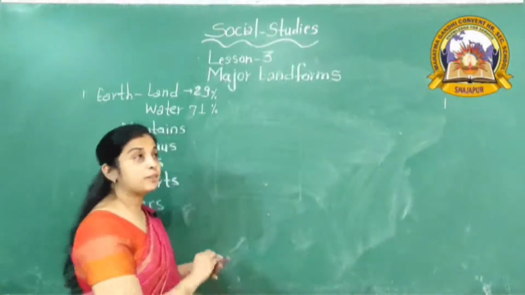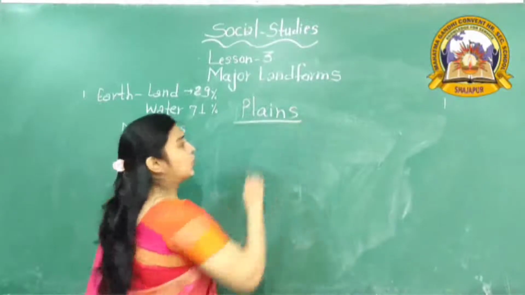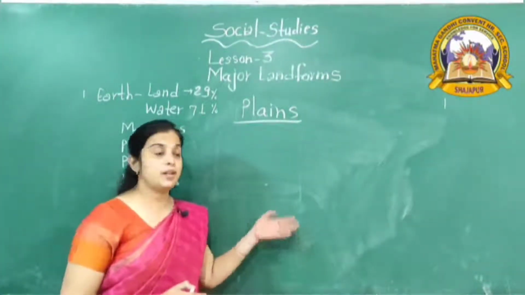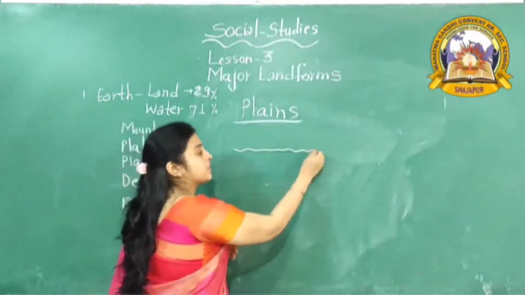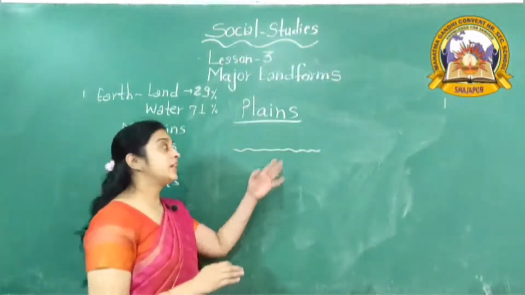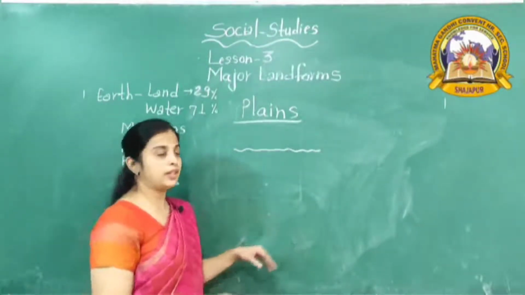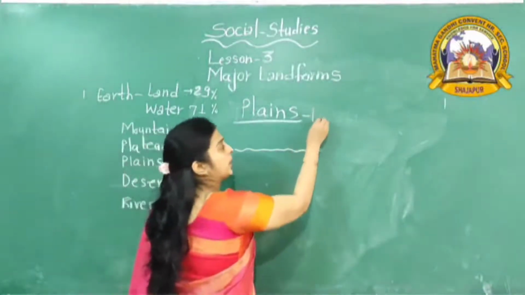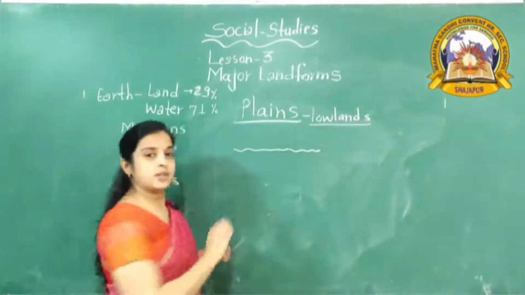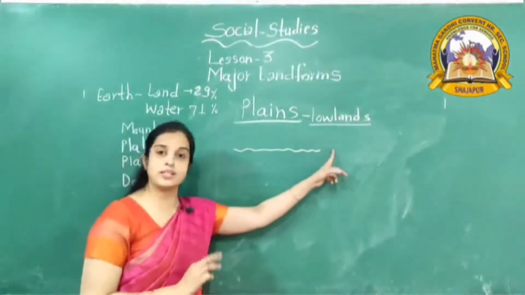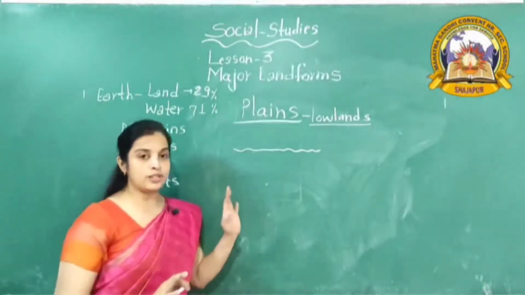plains. What are plains? Plains are low-lying land surface. There is no difference between their highest or lowest point. इसका कोई highest और lowest point नहीं होता है. Plains are lowland. इन्हें हम lowlands भी कहते हैं. They are also known as lowlands, and there is no difference between the highest and lowest point.